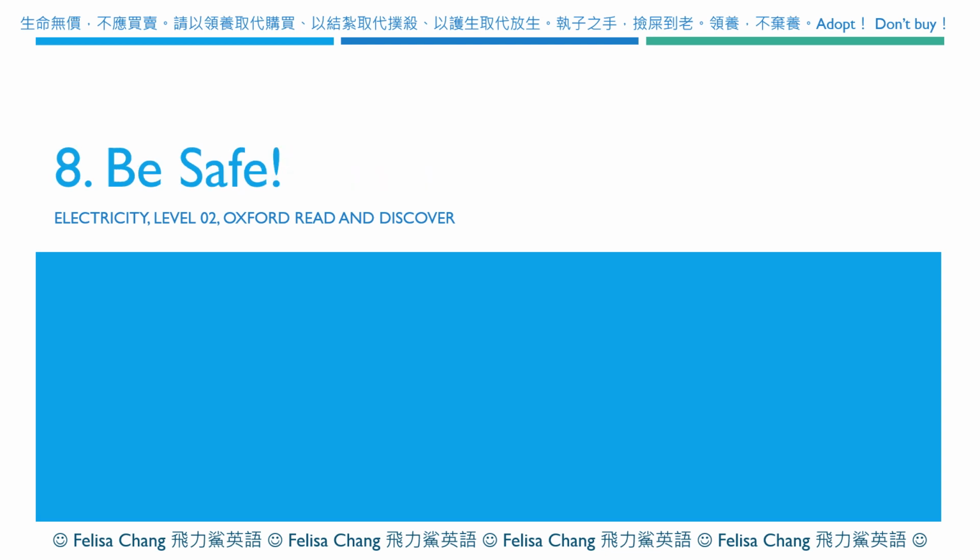Chapter 8. Be safe. How can you be safe with electricity? Don't put electric machines next to water. Electricity can move through water to you. Firefighters don't use water to stop electric machines burning. They use powder to stop the fire.